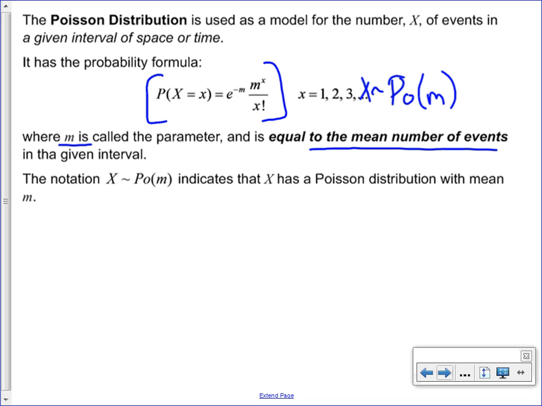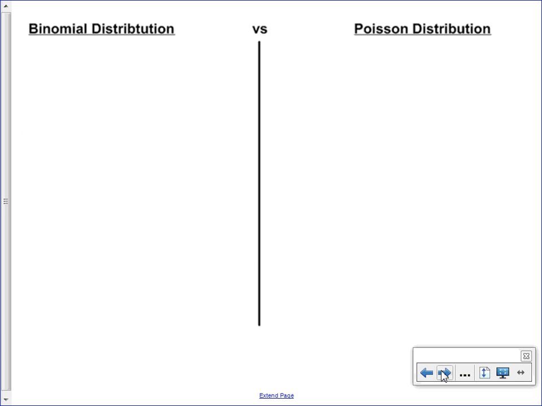Okay? So the difference between binomial, right? Talk to me about binomial. What do you remember? There's only two. Yeah, there's two outcomes. It's either success or failure. It's success or failure, right?